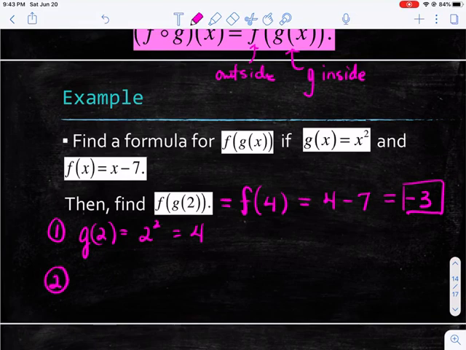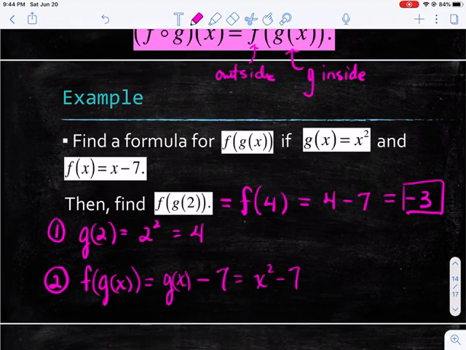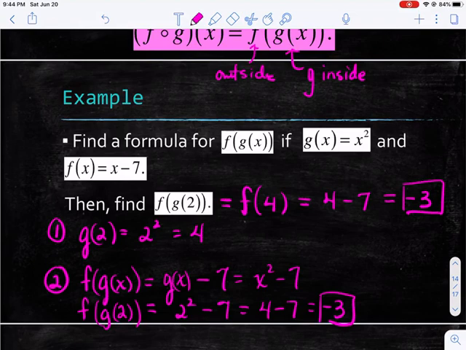The second way that we could do this is that we could say, all right, what is f of g of x? So we could say f of g of x is equal to, f is that function, it's something minus 7. And we could say, all right, g of x is inputted into the function, which would be equal to x squared minus 7. So there we would have a function f of g of x. And then we would say f of g of 2 would equal, we would just put 2 squared minus 7, and that would give us 4 minus 7, which is the same answer you'd get originally, negative 3.